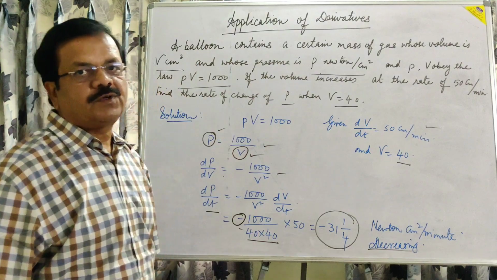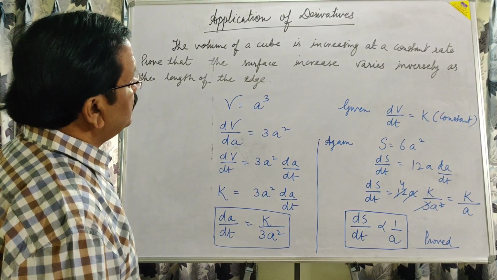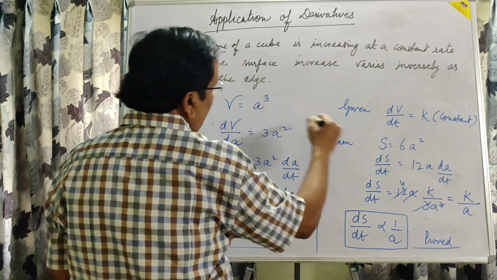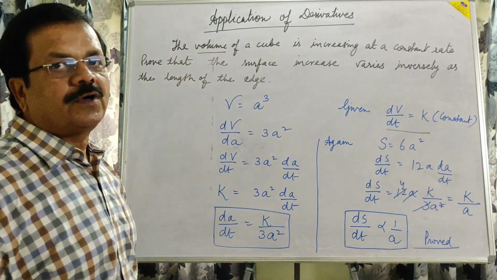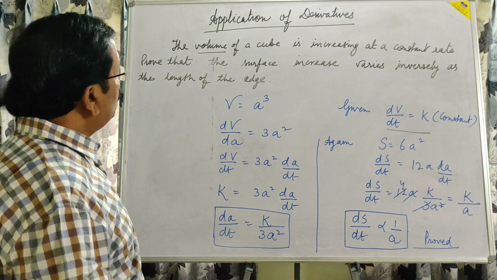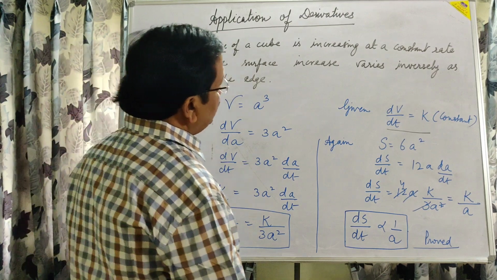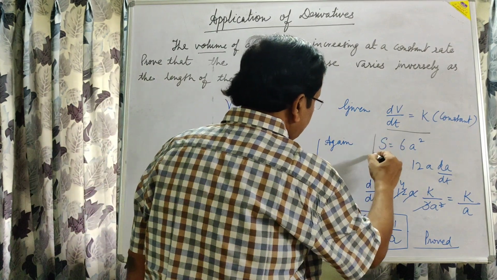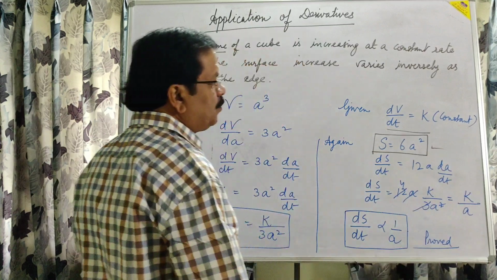Okay, now next question. The volume of a cube is increasing at a constant rate. See here, dV/dt is equal to constant. With this line it is given, and the volume is increasing. Prove that the surface area increases inversely with the length of the edge. Means the surface area of a cube is 6a square, this we have to prove.